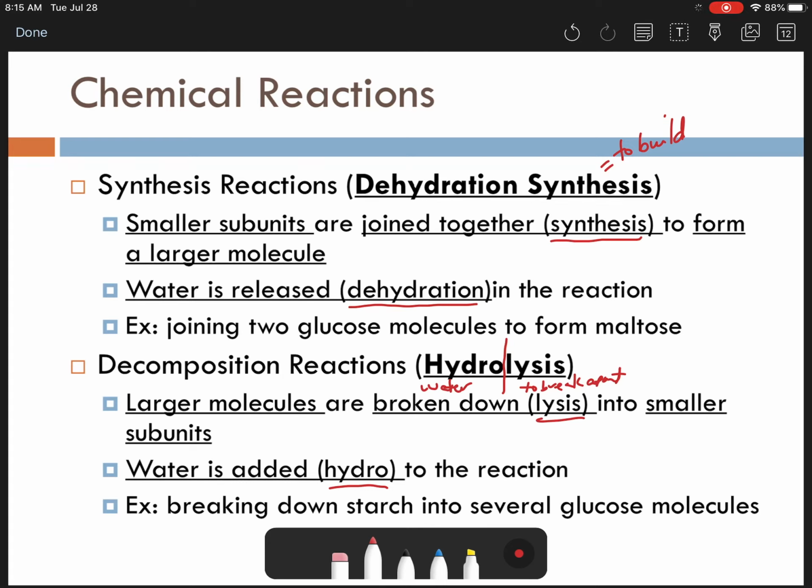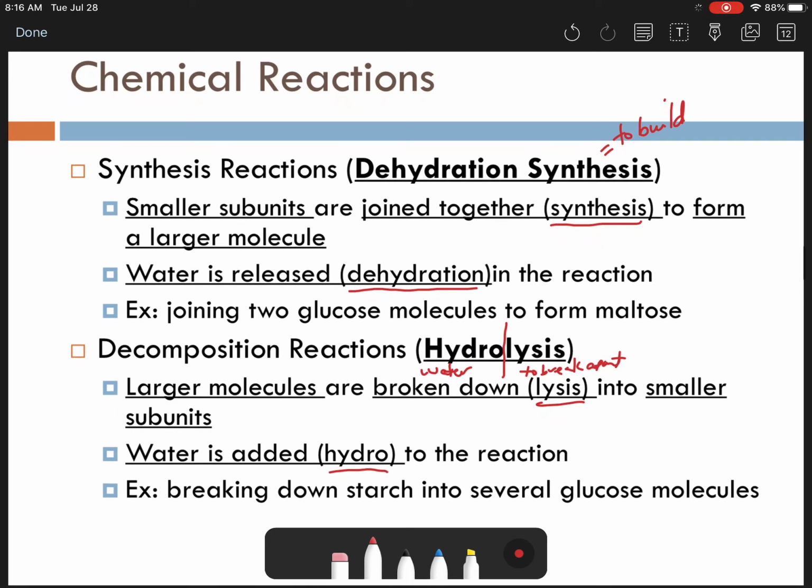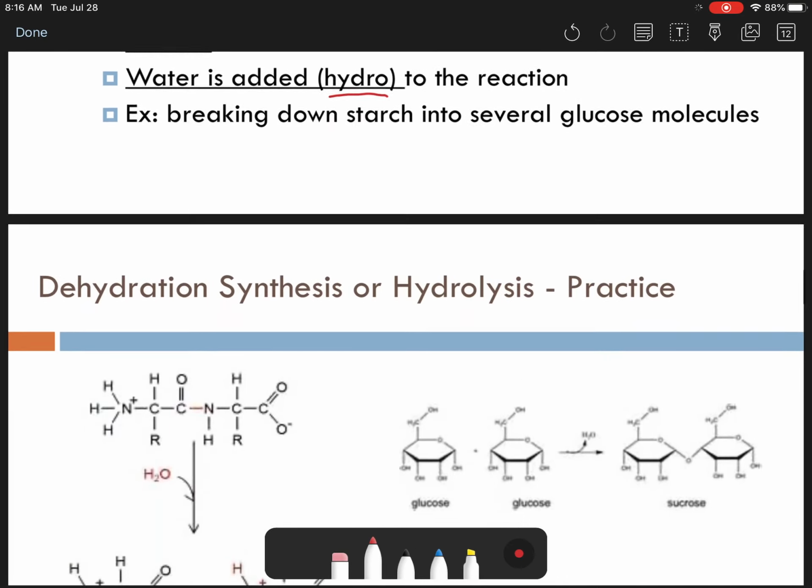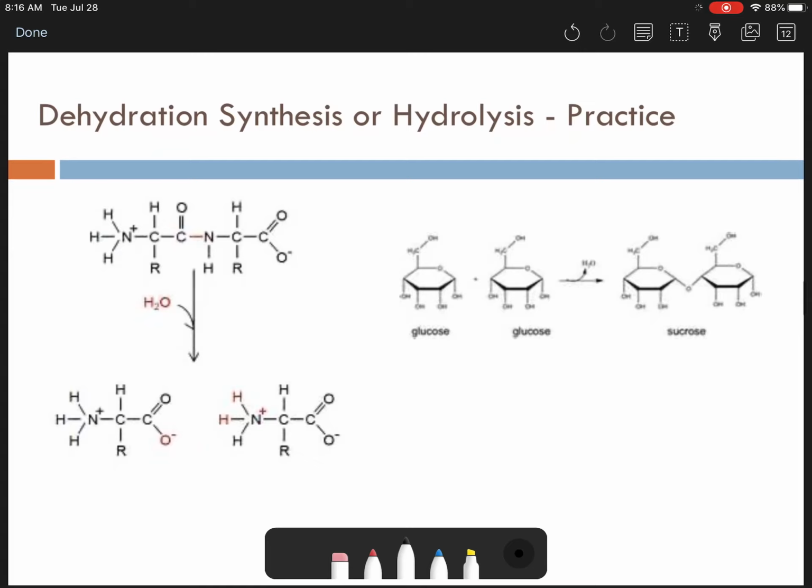And so we have to add water into the reaction this time, that H2O, so we can get a hydrogen ion to go on one of the molecules and the hydroxide, the OH, to go on the other molecule. An example of this would be if you were breaking down starch into several glucose molecules. So you're taking a large starch molecule, you're breaking it down into smaller molecules. That is hydrolysis. So these are the two reactions you need to know: dehydration synthesis and hydrolysis.